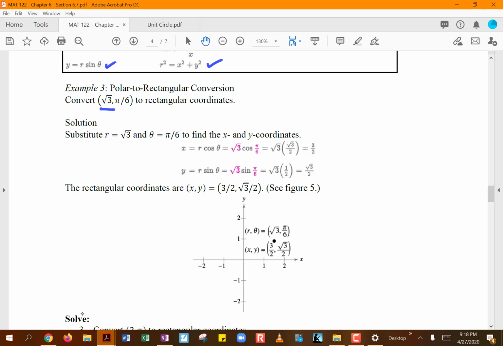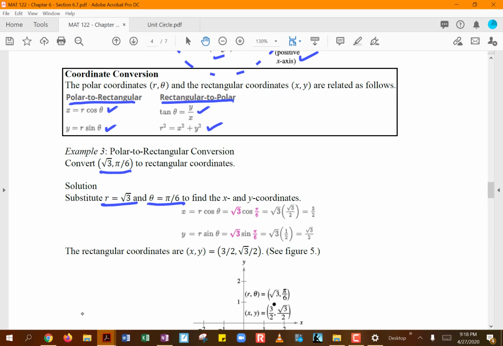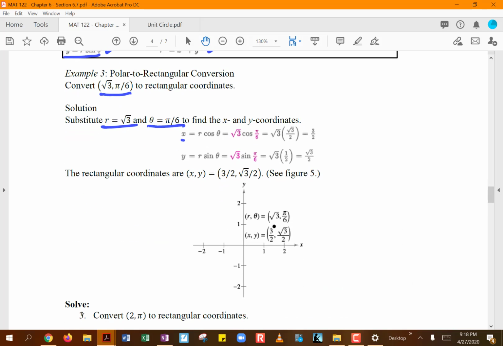We are given our polar coordinates over here. Square root of 3 is the r value, and of course our angle theta is pi over 6. So we want to convert this to rectangular coordinates. So this is where we use the definition x equals r times cosine theta, y equals r times sine theta. So there we go. So that's going to be r is square root of 3 cosine of pi over 6. R is again square root of 3 times sine of pi over 6.